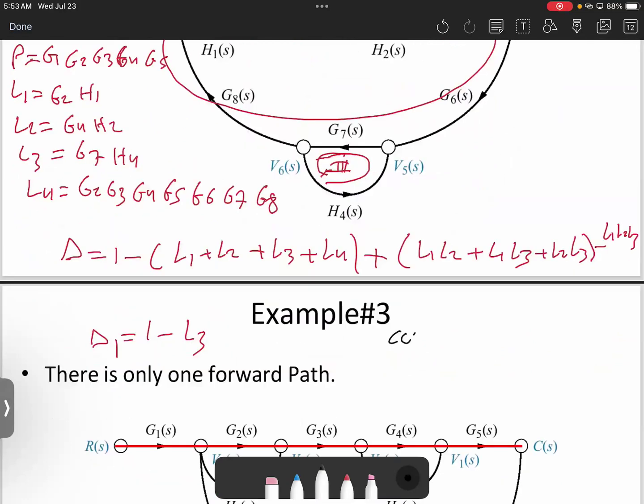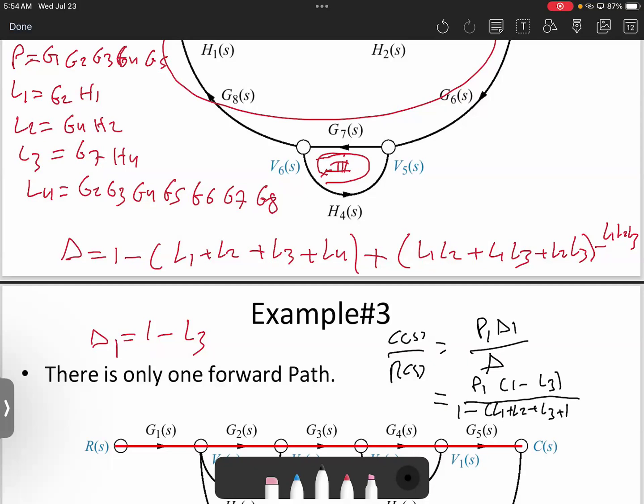Now the next thing is to calculate the transfer function, which is C of S over R of S, which will be P1 delta 1 divided by delta, which is 1 minus L3 divided by 1, the long term, minus L1 plus L2 plus L3 plus L4, then plus L1 L2 plus L1 L3 plus L2 L3, all of it minus L1 L2 L3. Okay? Then you can substitute the gains that we have.